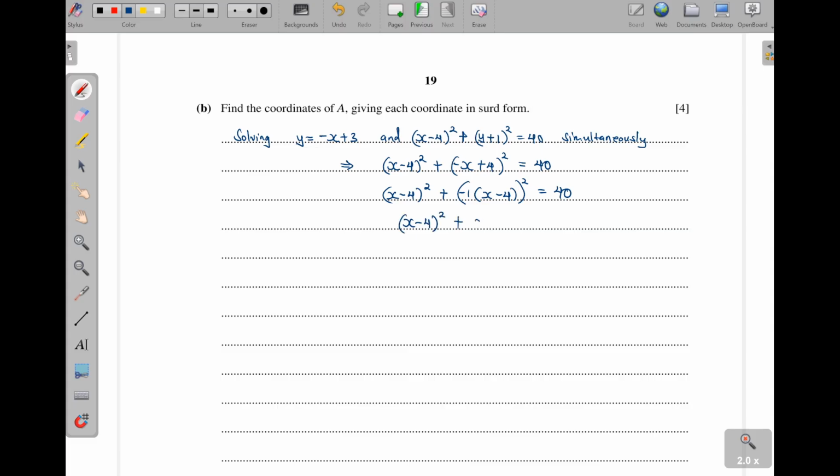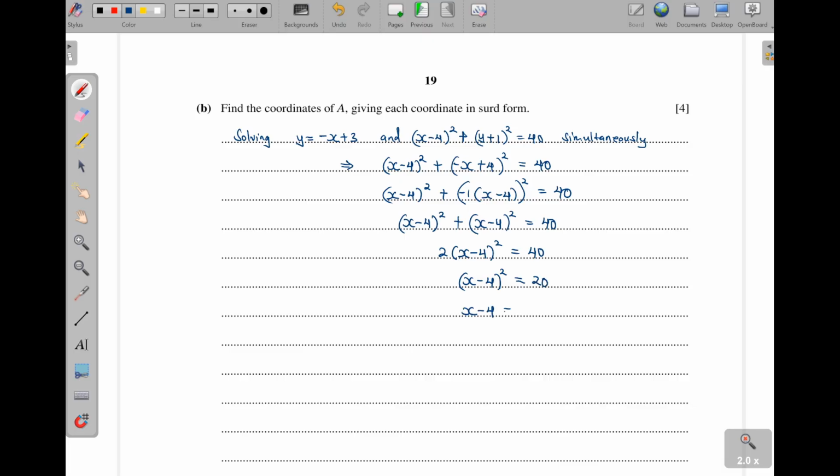So we shall have x minus 4 also here. You see that? Now this is twice of it. So 2 of x minus 4 squared is equal to 40. Divide all through by 2. I'm making x the subject. So that will be 20. Then take the square root.